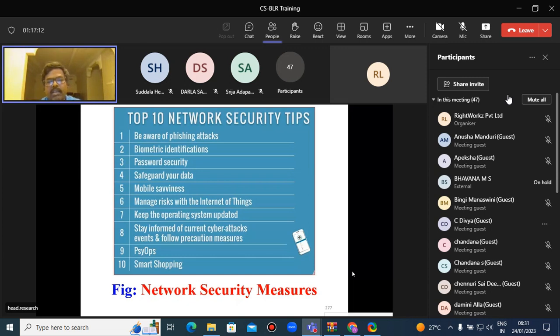The Internet of Things is a collection of different real-time objects in a network. How are you managing risks in IoT devices? Keep the operating system updated; yes, you need to install a working operating system. Stay informed of current cyber attacks and events, follow precautionary measures, PSYOPs, and smart shopping. These are the top 10 network security tips or measures.